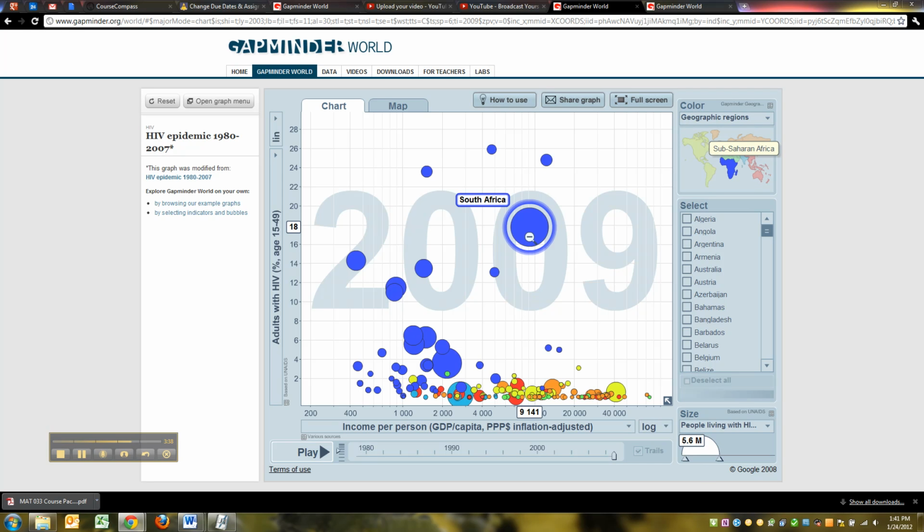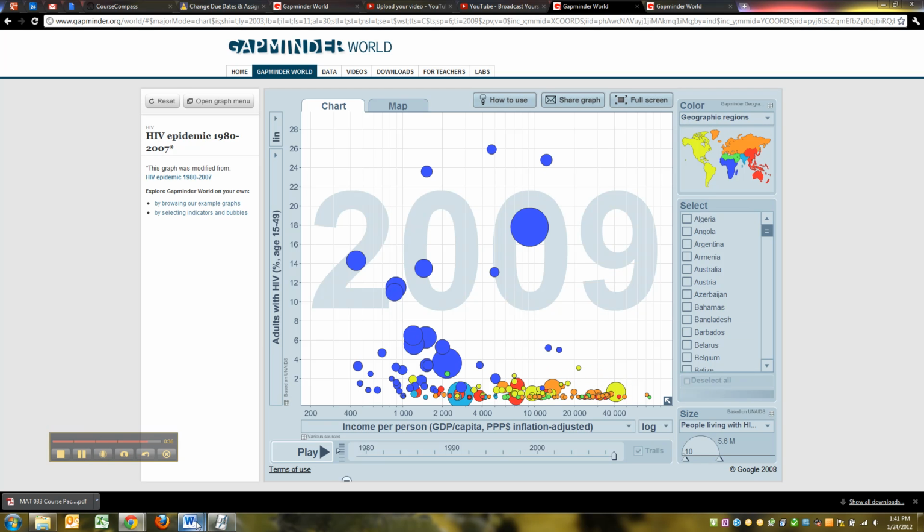So let me hover over the biggest dot out there, South Africa. So if you look at South Africa, it tells you that the average income was $9,141. That's on the bottom axis right there. So, right? And then it tells you that the adults living with HIV is about 18%. And then over in the bottom right corner, it tells you that in South Africa in 2009, roughly 5.6 million, that's why it's a capital M, 5.6 million people were living with HIV. It tells you right down here when I let the mouse hover. See that? Okay. The US, by example, had 1.2 million people living with HIV in 2009, okay? Which represented only 0.6% of our population.